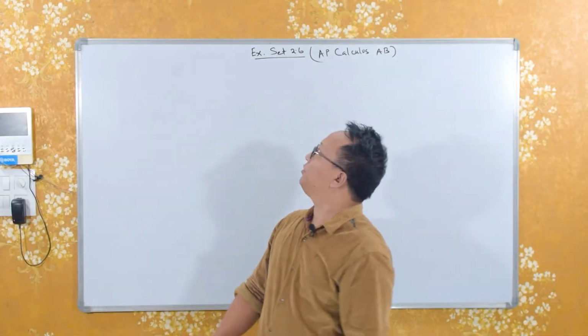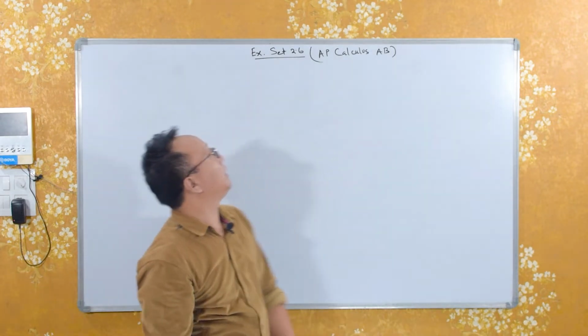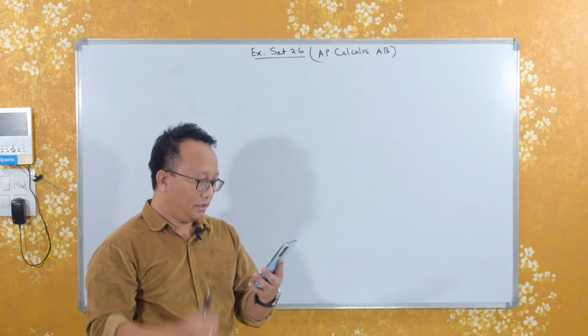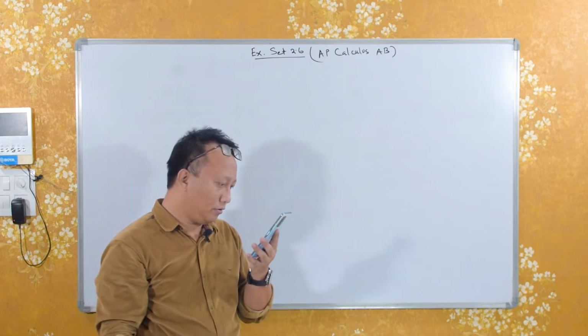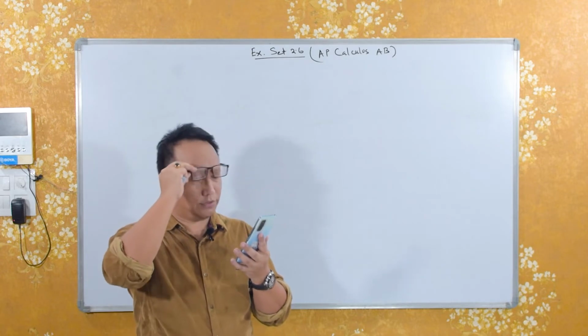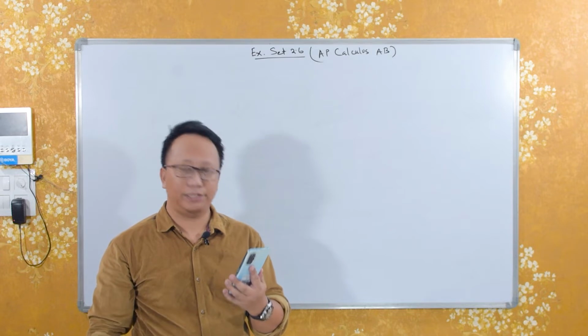Today I'm going to solve exercise set 2.6 for AP Calculus AB. There are a few questions starting from 27 onwards, so I will solve them. It is for differentiation. They are asking to find dy by dx.